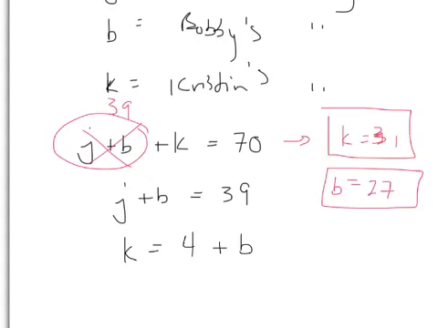Again, Kristen has 4 more than Bobby. This would be right here. 27 plus 4 equals 31, the number we had right there. Okay, the last part tells us to find John, which is pretty easy. Use the second equation right here. If Bobby is 27 right here, 27 plus 12 gives me 39.